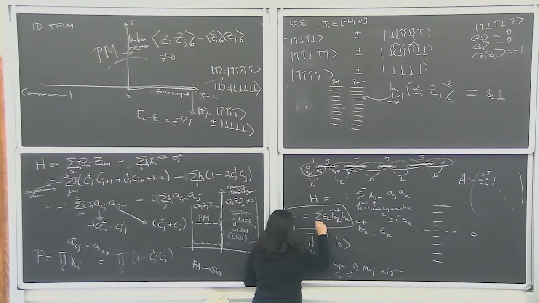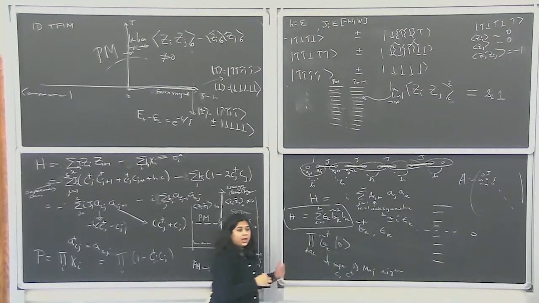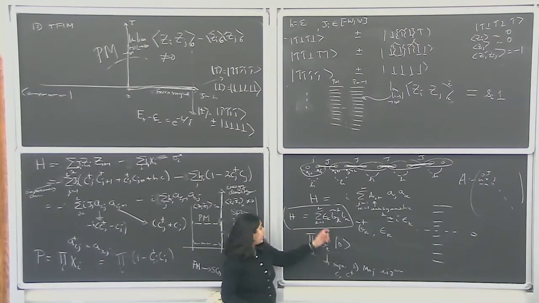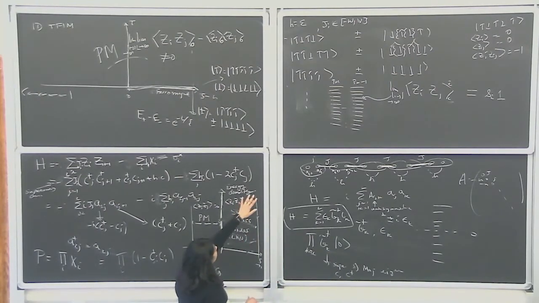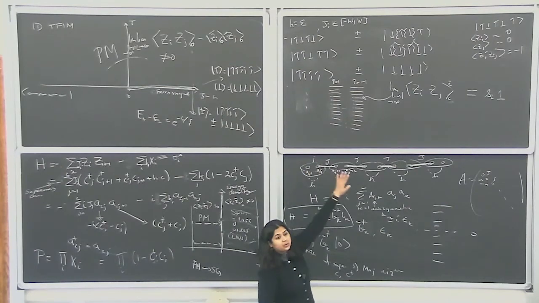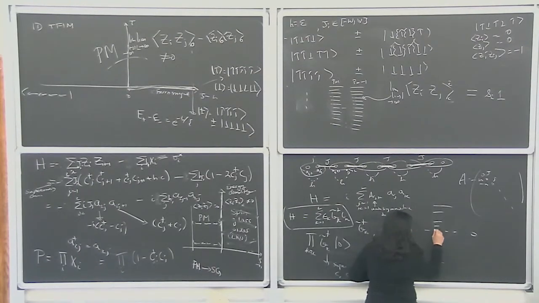This is running from some index k goes from 1 to L, and your 2 to the L many-body eigenstates in this fermionic language are just built by occupying different numbers of these k modes. Okay, so this degeneracy that I was mentioning earlier between the even parity and odd parity in the spin language, in the fermionic language it comes from the existence of a Majorana zero mode.